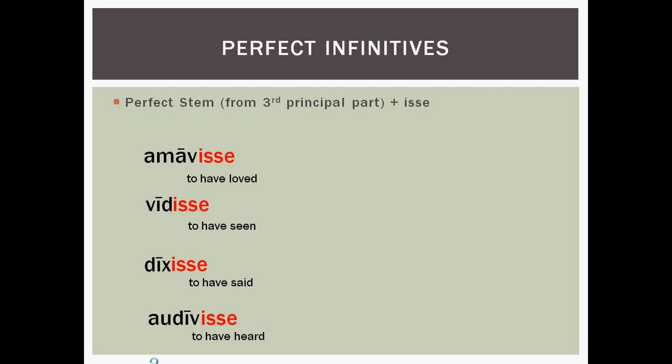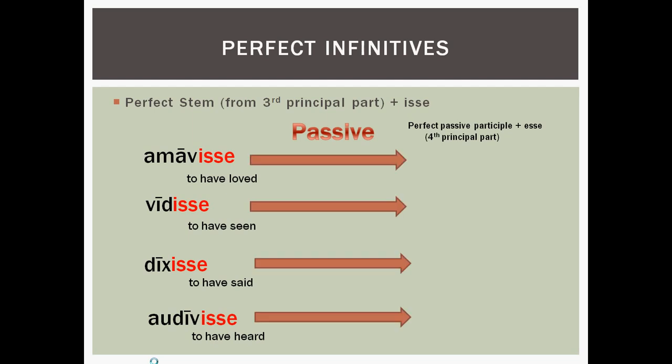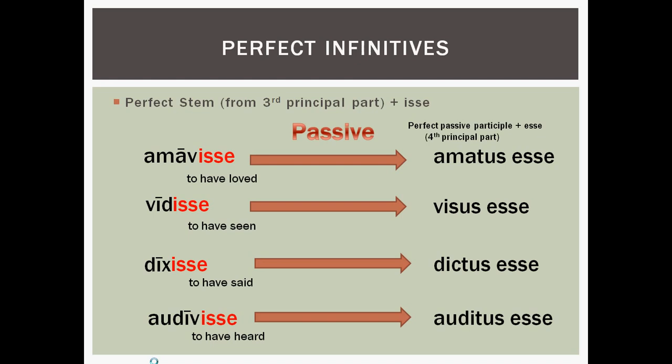Now, to make anything perfect passive, it takes a little bit of work because the perfect passive is always 2 words. So we're going to use the perfect passive participle to make the perfect passive infinitive. Remember that that's our 4th principal part. And we're going to use the infinitive of sum, esse. So, amatus esse, visus esse, dictus esse, and auditus esse. And to translate them, you just say to have been verbed. Now remember, in a lot of Latin prose, the esse is actually left off because it can be very easily inferred from context. So you might just say amatus or visus, and the book will tell you that there's an implied esse.